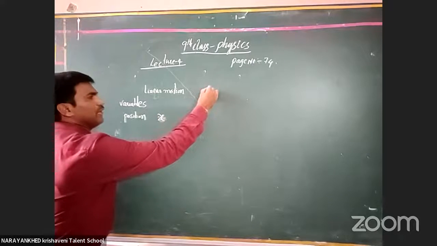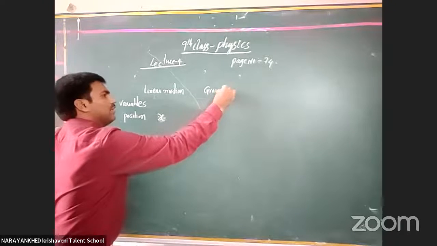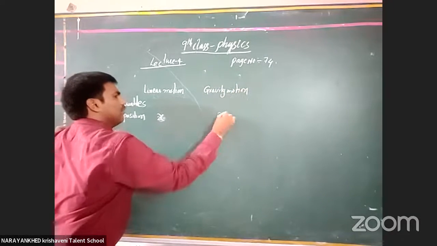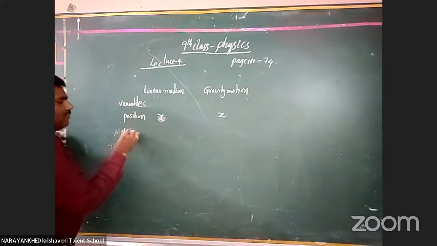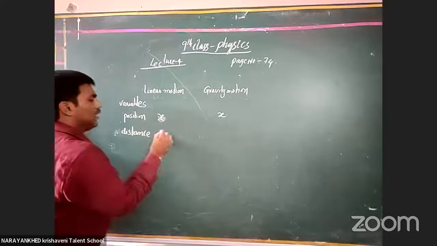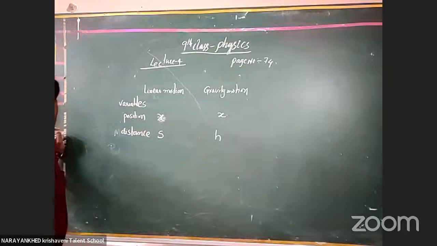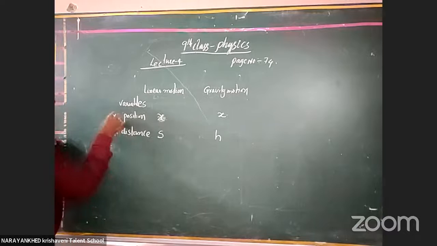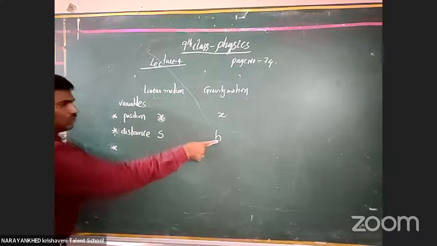But when it is a gravitational force, the gravity motion, it will also be X only. But when there is a distance, it becomes the distance, which we represent with H. Clear or not, all the students? And after position and distance, we have height actually.